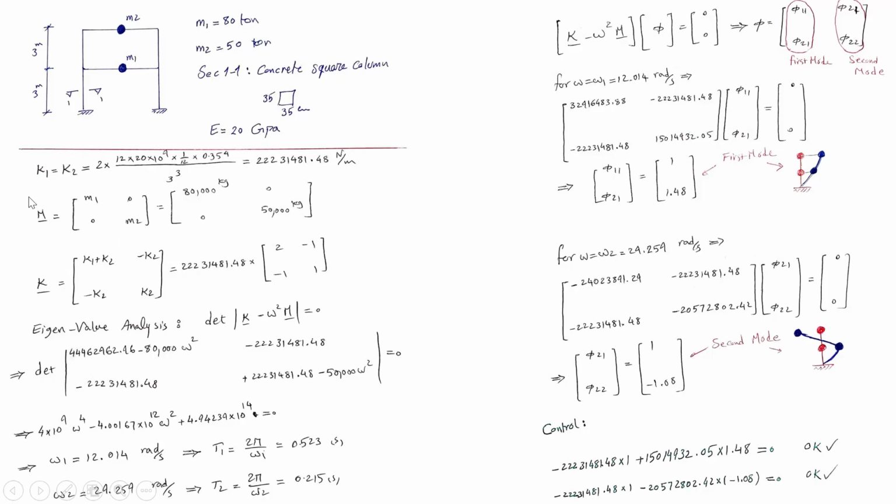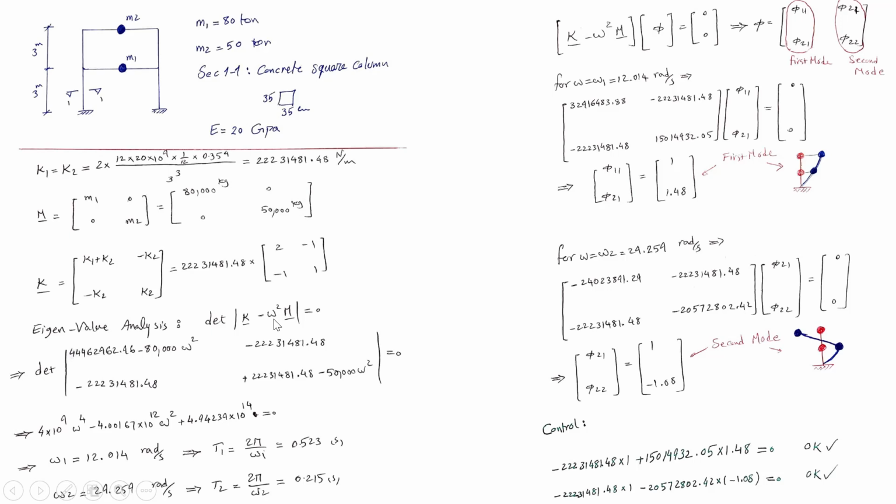When we assemble the mass matrix and stiffness matrix, we can start the eigenvalue analysis by setting the determinant of the matrix K minus omega squared M to be 0. K and M are the stiffness and mass matrices. They are 2 by 2 here, but omega is a scalar and unknown. The aim is to calculate the omega here.